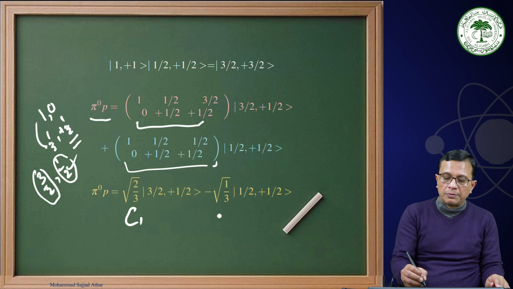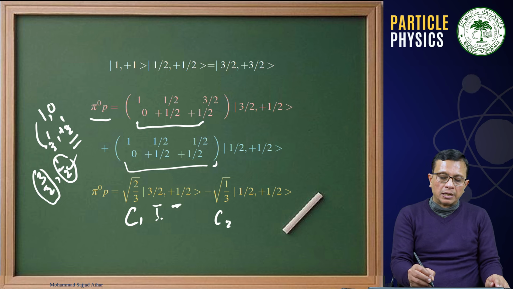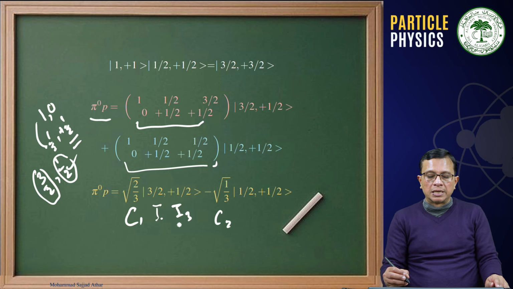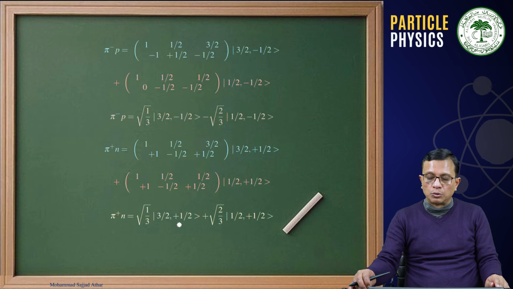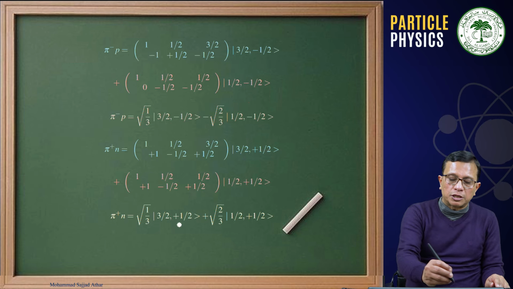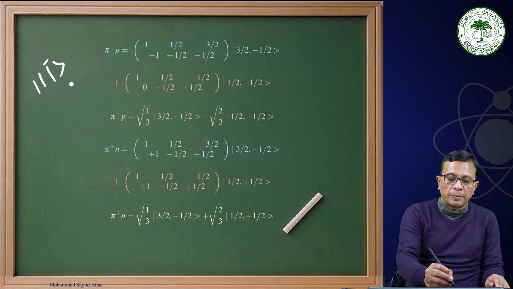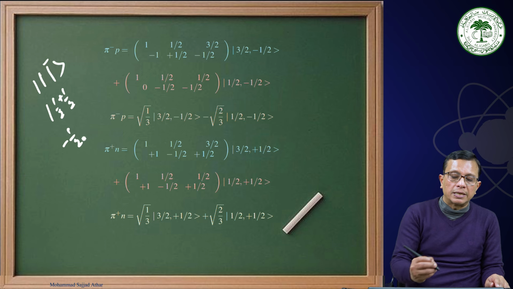I may call it as C1, I may call it as C2, and they are representing a combined isotopic spin state, I equal to 3 by 2 and I3 equal to plus half, and here I equal to half and I3 equal to plus half. Similarly, when I talk about pi minus p, then pi minus p has isotopic spin 1, minus 1 for pi minus. For proton, this is half, plus half. Therefore, minus 1 plus half can give me minus half.